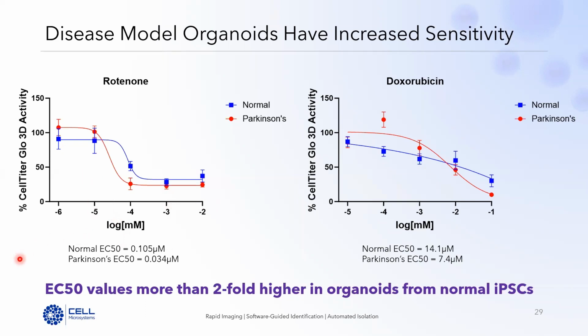So here for rotenone, our EC50s for the normal were 0.1 micromolar, whereas they were 0.034 micromolar for the Parkinson's. And then similarly for doxorubicin, we had EC50s of 14.1 and 7.4 micromolar. So in both cases, the EC50 values for those normal iPSC-derived organoids were more than 2-fold higher.